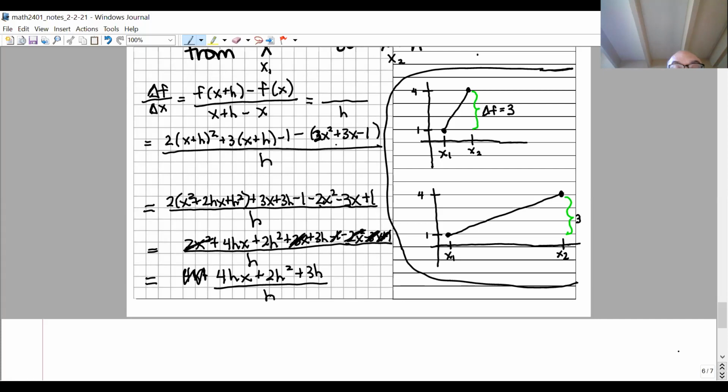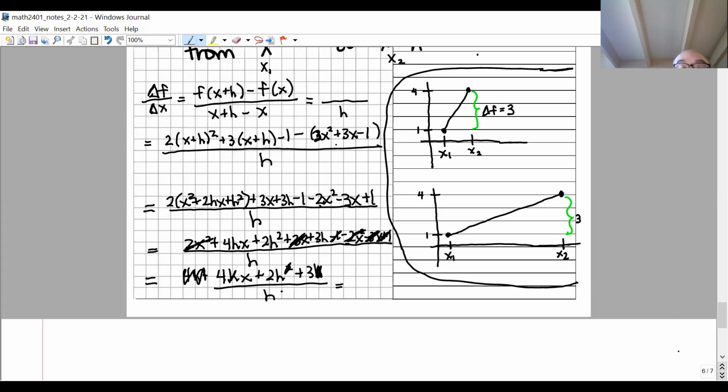You just have h in the denominator, but that divides into all of these terms in the top. See, you can divide this h into this one. You can divide this h into this one. And it's going to cancel one of those h's because that's h squared. And then you can divide this h into this one. And this h will go away.